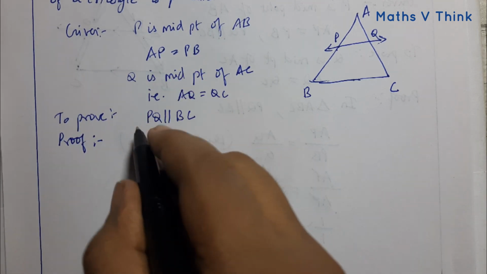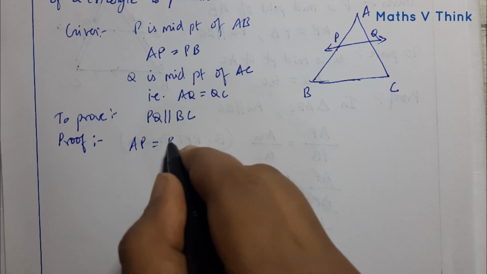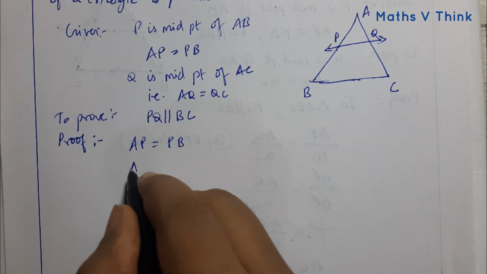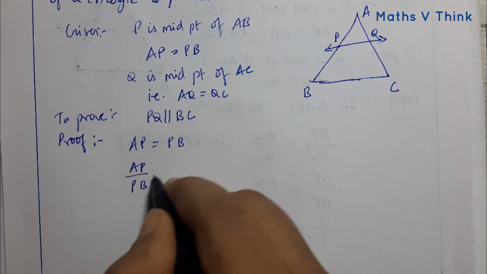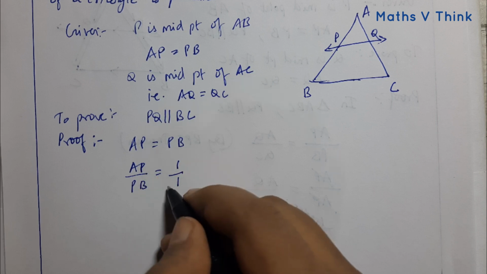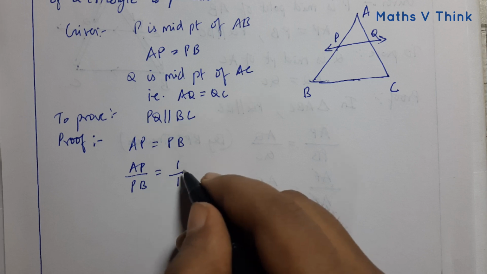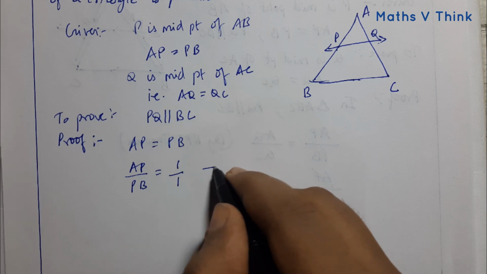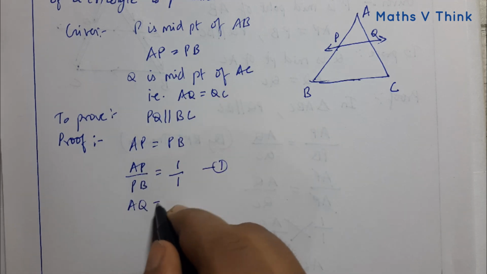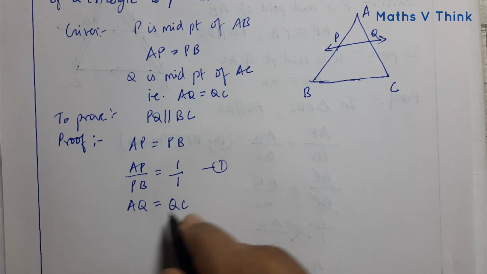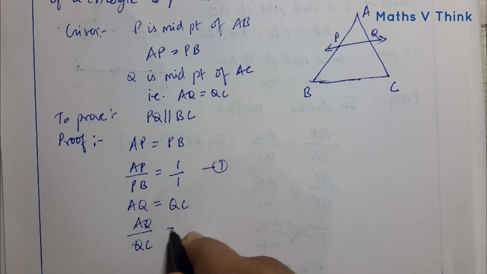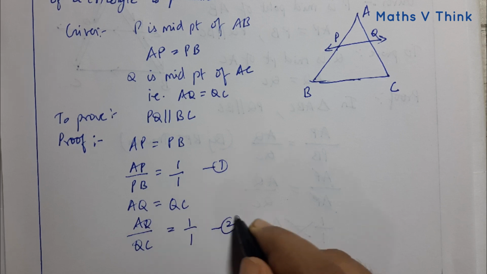First, we'll write this. AP is equal to PB. Now, this PB I'll bring as division. So, AP by PB is equal to 1, nothing but 1 by 1. If I cross multiply, I am getting AP is equal to PB, that is the previous step. So let this be 1. Now take this. AQ is equal to QC. So same, again I need to do like this. So AQ by QC is equal to 1 by 1. Let this be 2.